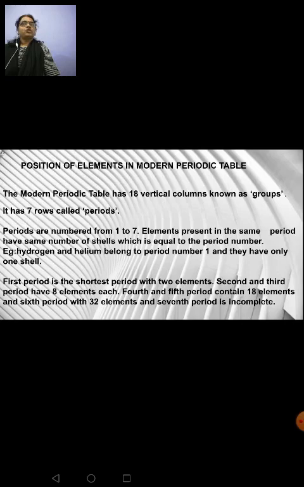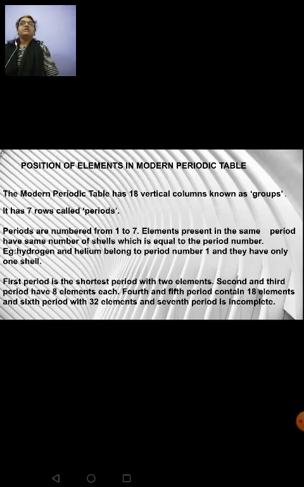First shell has the capacity to hold only 2 electrons, second shell has the capacity to hold 8 electrons, but atomic number is 5 means there are only 5 electrons. So 2 electrons will be in the first shell, remaining 3 electrons will be there in the second shell. When we talk about carbon, atomic number is 6, electronic configuration is 2, 4, therefore first shell will have 2 electrons, remaining 4 electrons will be found in the second shell.